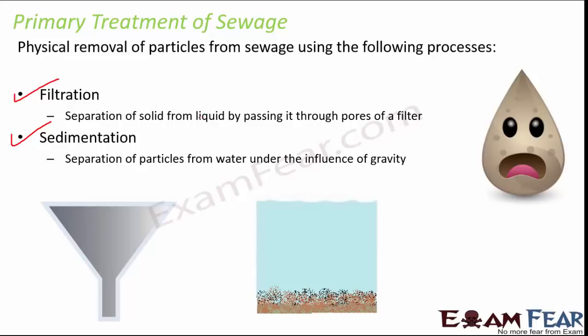What happens in filtration? Solid is separated from liquid by passing through a filter paper or anything which has pores. Sedimentation: the particles are removed from water under the influence of gravity. If you remember, if you put some sand in water and leave it for some time, all the sand gets collected at the bottom and the clean water is on the top. That's how you can separate the sand particles from water.